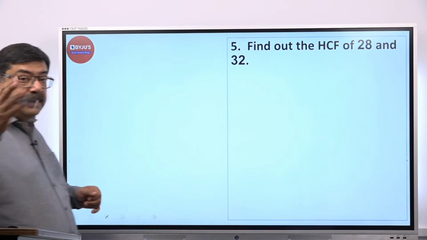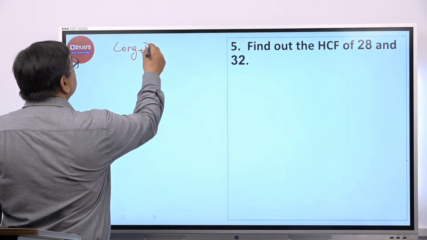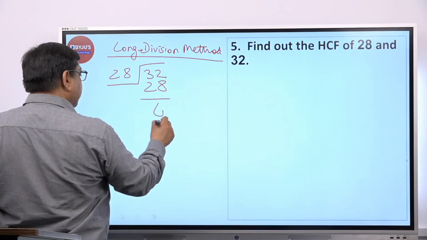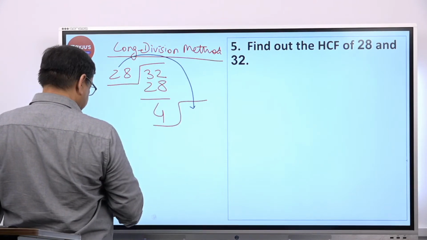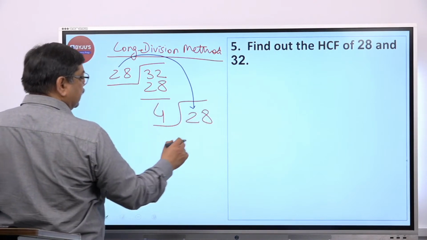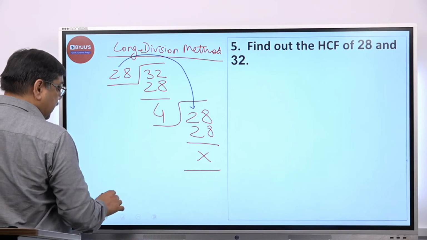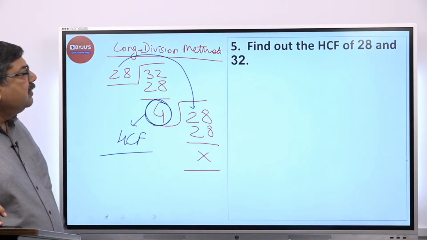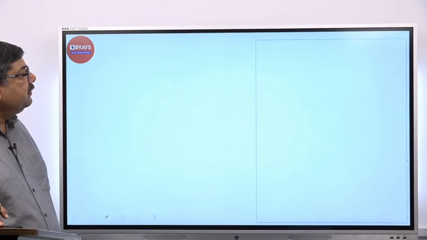Now there are two methods for HCF. I explained one to you, that was prime factorization. The other is called the long division method, in which you divide the larger number by the smaller number. Then whatever remainder you get, you take the first divisor and divide it by the previous remainder. If at the end you get 0, then the last divisor happens to be your HCF. A simple method. Otherwise you could have taken prime factorization also, that's not an issue.